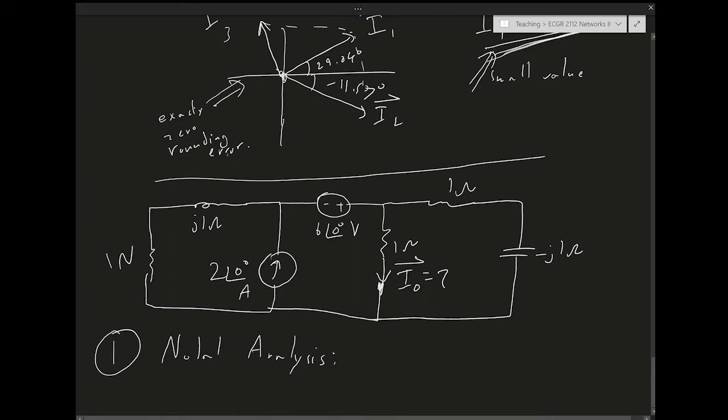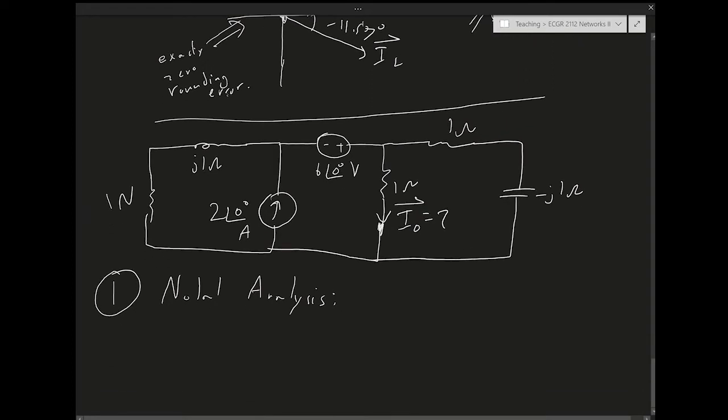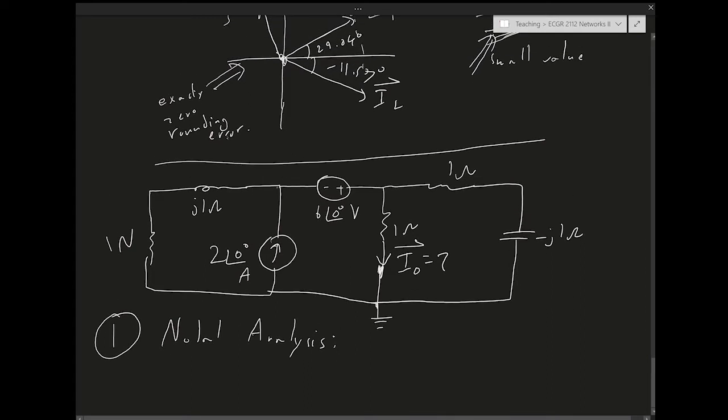So let's review nodal analysis. What do we need to do for nodal analysis? Well, first we need to designate a node as a reference node, right? And then we found a voltage source. And we need to designate the nodes, right? The nodes are V1 and then V2.